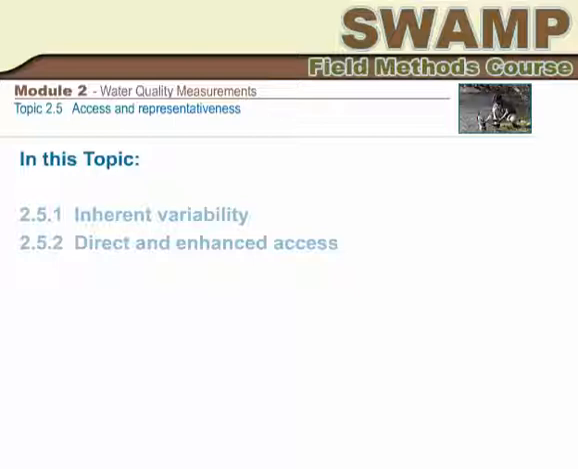This topic has two screens. The first screen, Topic 2.5.1, lists the types of habitats that need to be considered when selecting the exact place to put the probes when conducting water quality measurements and what the inherent variability can be. Topic 2.5.2 suggests what to do if you cannot access that place with your probe.